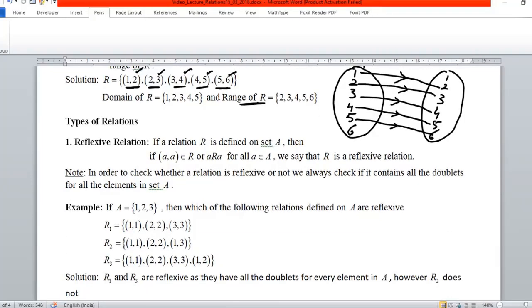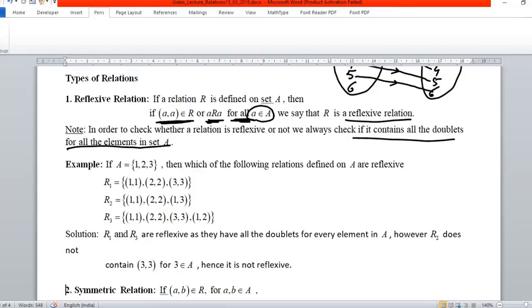Moving on to the main topic of relations, it is types of relations. Let us start with the first type, which is a reflexive relation. The definition says if a relation R is defined on set A, then if (a, a) belongs to R, or a is related to a, for every a belonging to the set A, then we say that R is a reflexive relation. There is an important note that in order to check whether a relation R is reflexive or not, we always check if it contains all the doublets for all the elements in the set A.